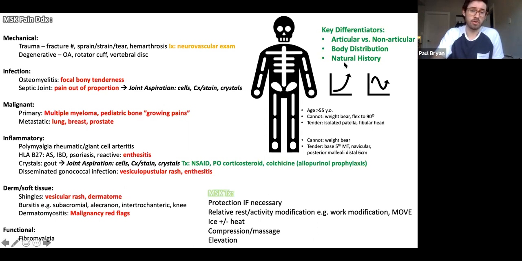And then the distribution as well, right? If it's small joint, if it's symmetrical multi-joint, that's inflammatory. If it's a single isolated joint, that's your classic differential. Is this trauma? Is this an osteoarthritis flare? Is this a septic joint? Is this a crystal arthropathy, right? And then really the natural history. So this first graph shows basically what a septic joint would look like.